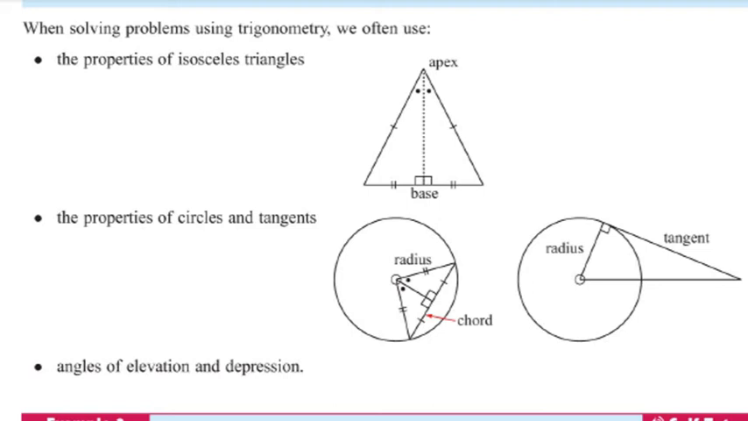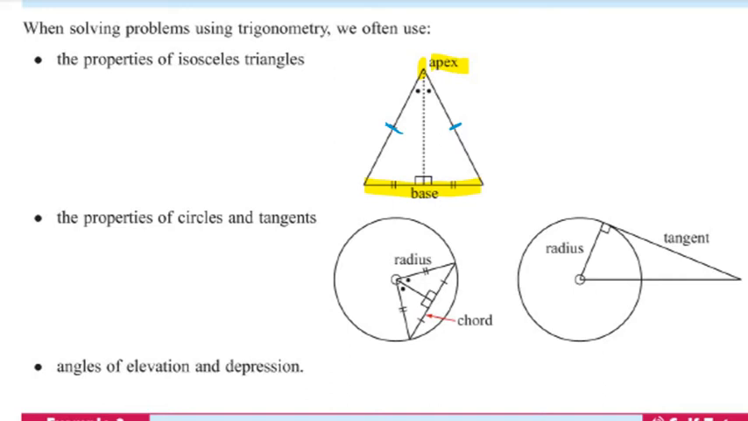We're looking at problem solving with trigonometry, and there are three concepts that we're going to focus on here. The first being the properties of isosceles triangles. So you have the apex, which is the one opposite the base, and you have the base here, which is the side that is not equal in length to the other two. Okay, and we're going to look at an example that uses that.